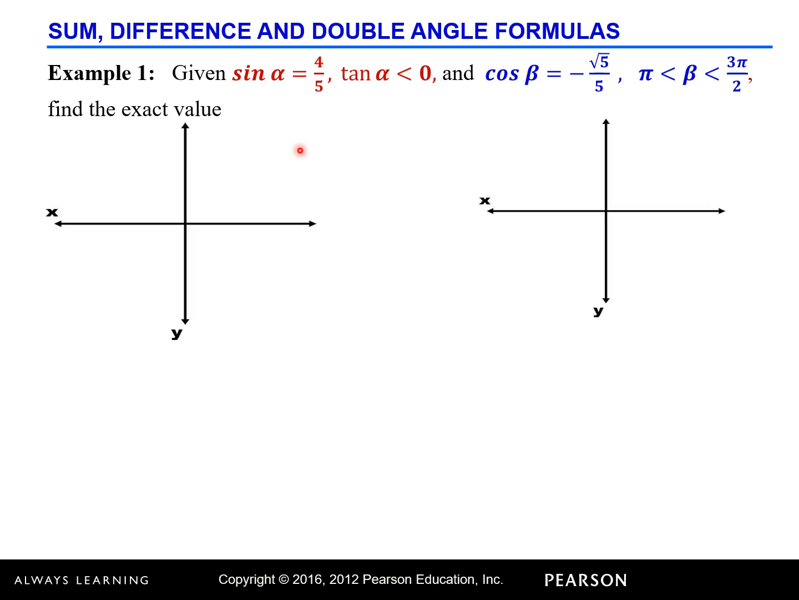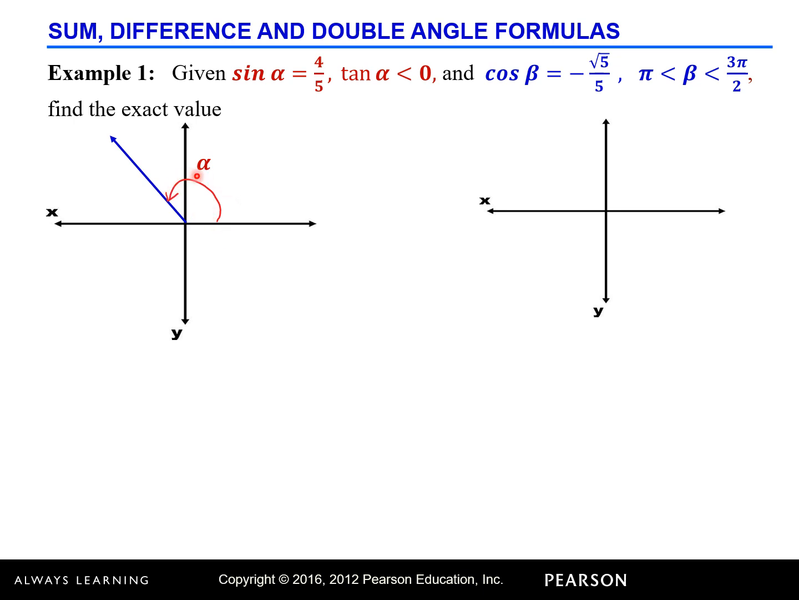So let us analyze each angle. For alpha, we have sine alpha is 4 over 5 and tangent alpha is less than 0. First, we need to locate where the terminal side of the angle alpha is. Since sine alpha is a positive value, we know it's positive in the first quadrant and in the second quadrant, and tangent is negative in the second. So the angle alpha is in quadrant 2.